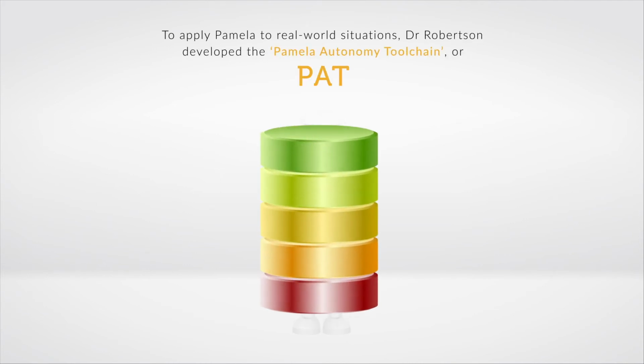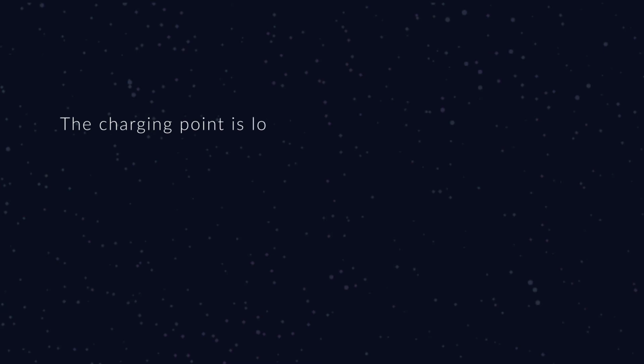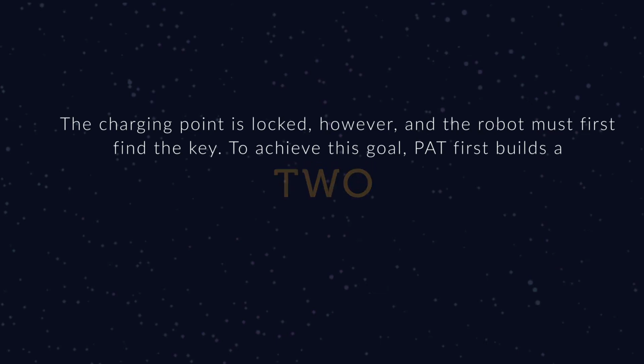To understand how it works, take a simple problem in which a robot has low battery and must find a charging point. The charging point is locked, however, and the robot must first find the key. To achieve this goal, PAT first builds a five-stage plan. Go to the key, take the key, go to the charger, insert the key, start charging.